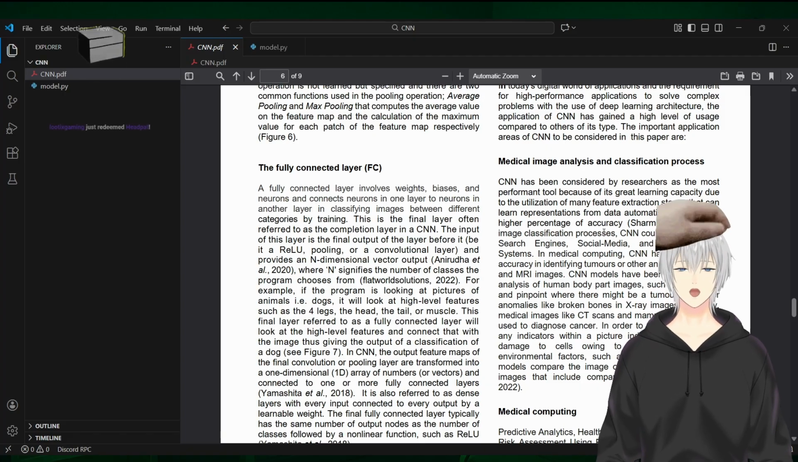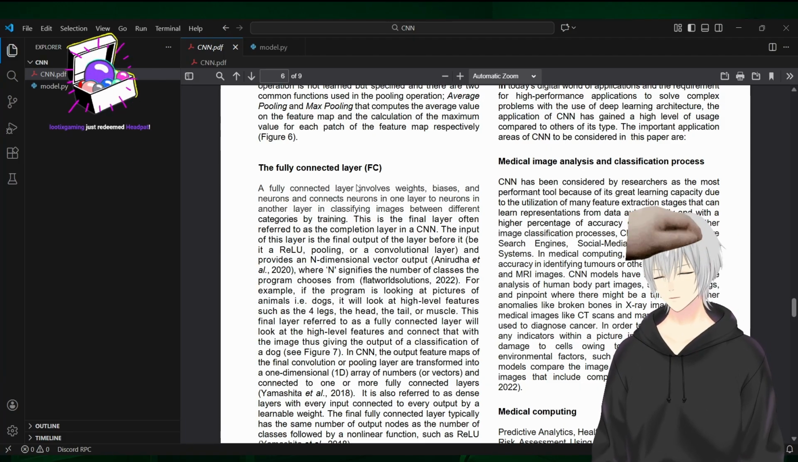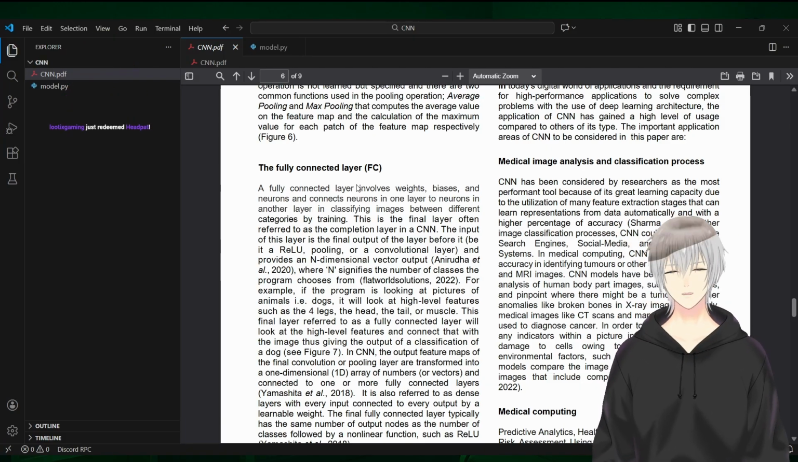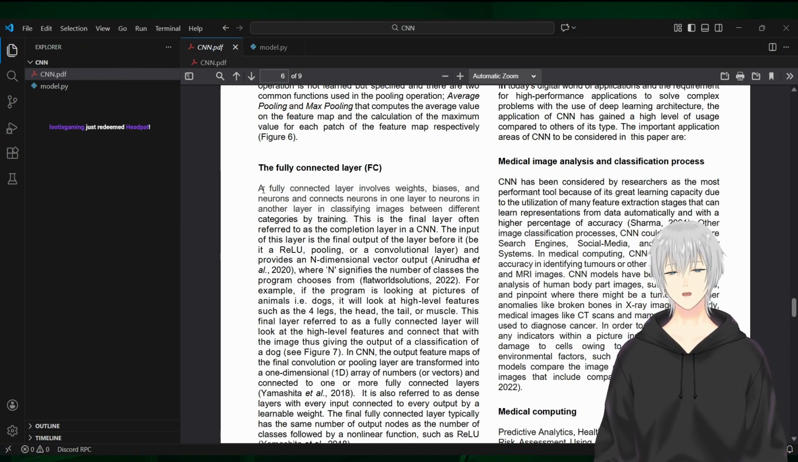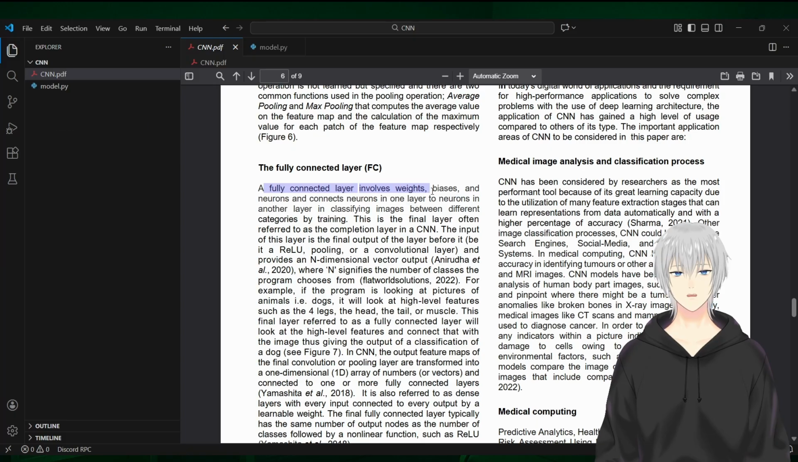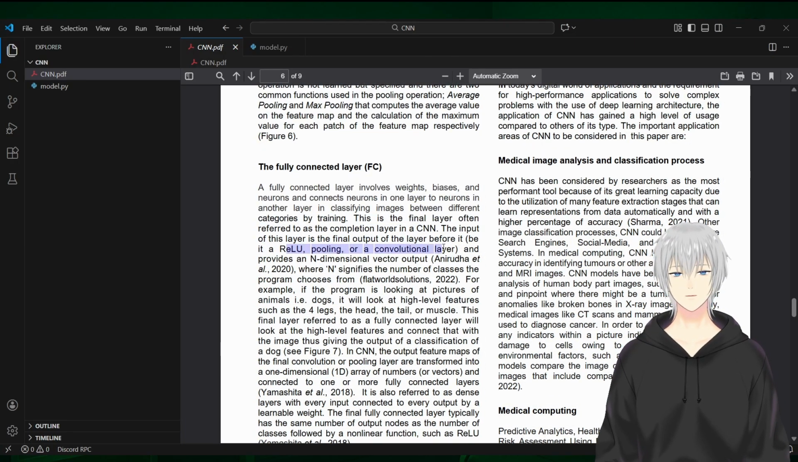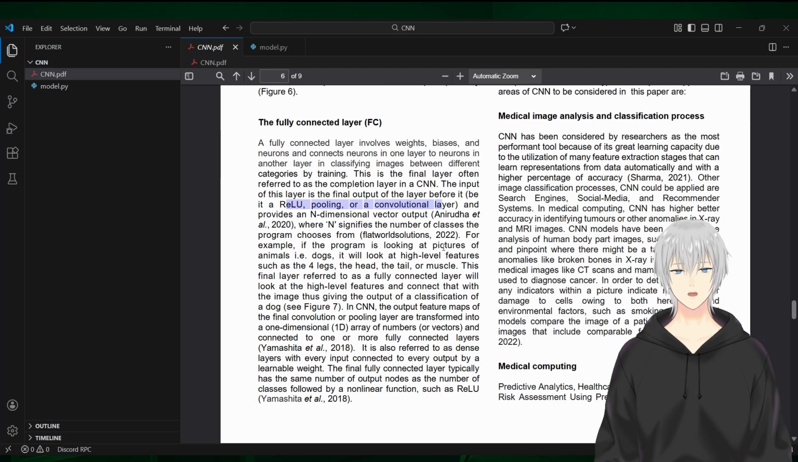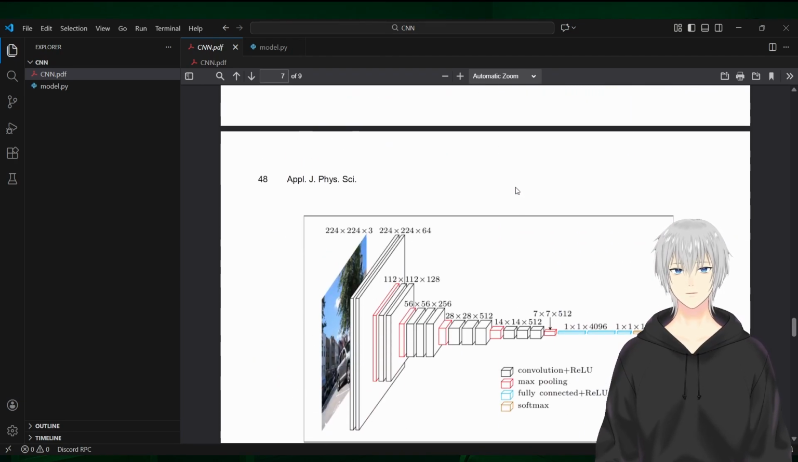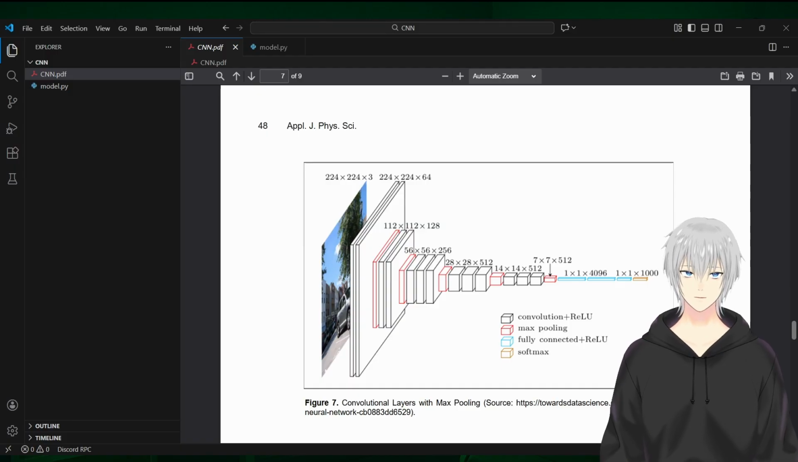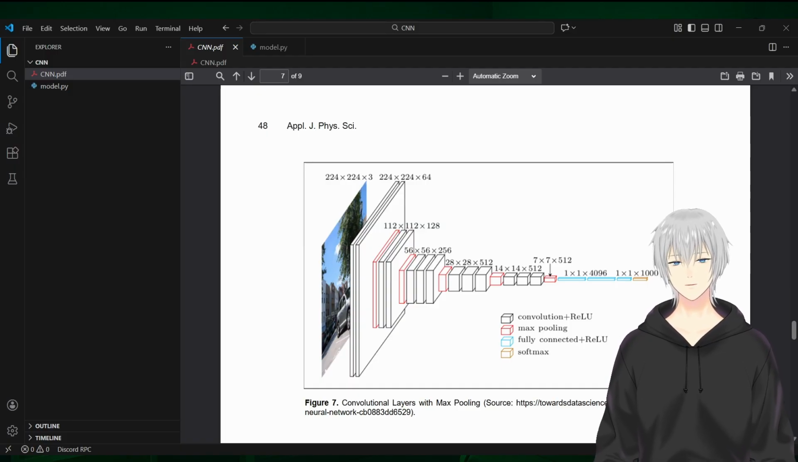Okay, a fully connected layer and... Lutix again with the head pat. Thank you for the head pat, Lutix. A fully connected layer involves weight, bias and nuance. Why is this paper so goddamn glitchy? Okay, so yeah, this should be much more understandable for every single one of us.